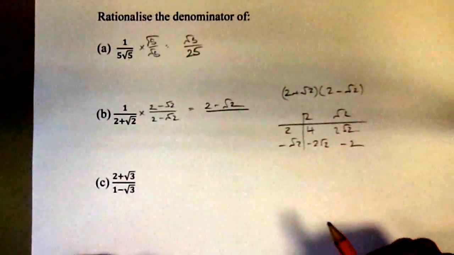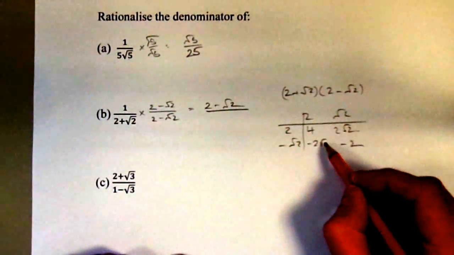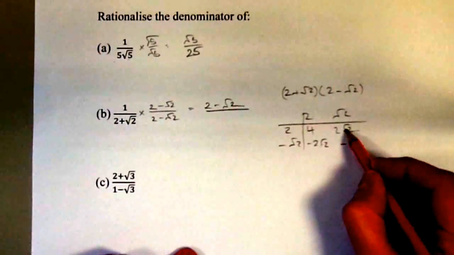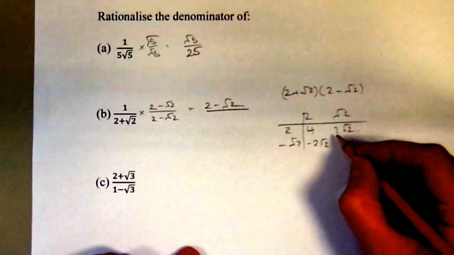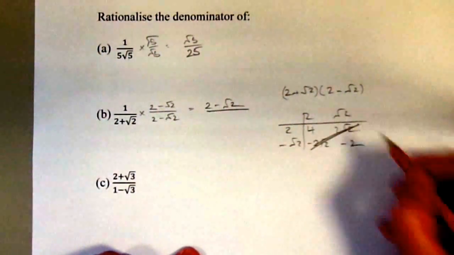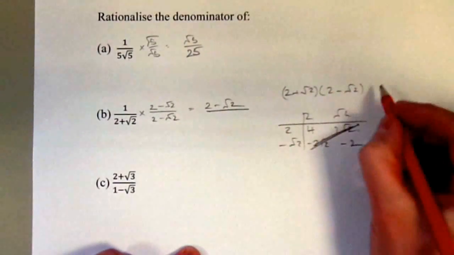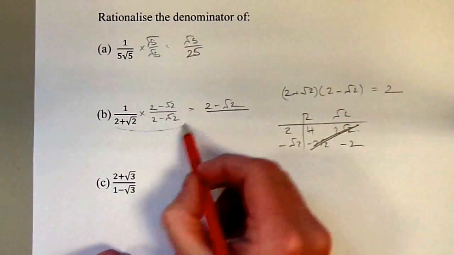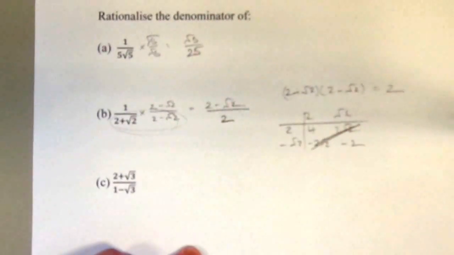And the reason why this has worked is because you see that this term and this term are the same, apart from one is positive and one is negative. Therefore, when we add them together, they'll cancel one another out. 4 take away 2 is 2. So this thing here is equal to 2.